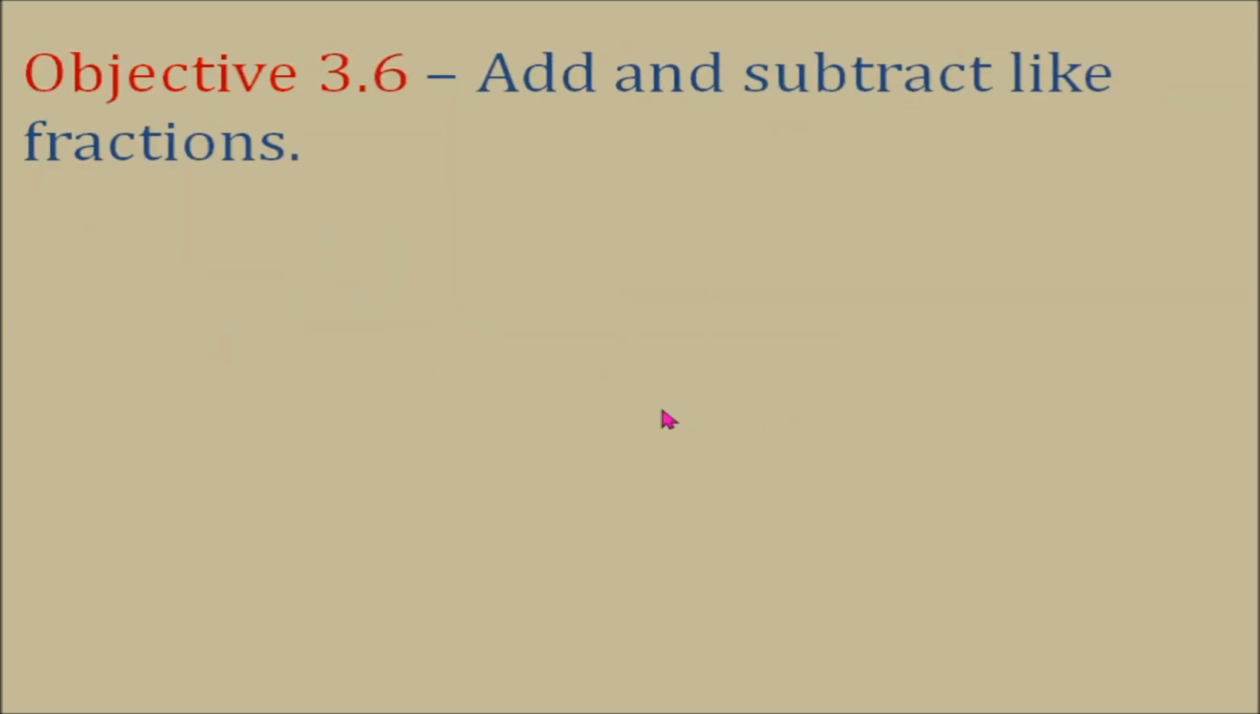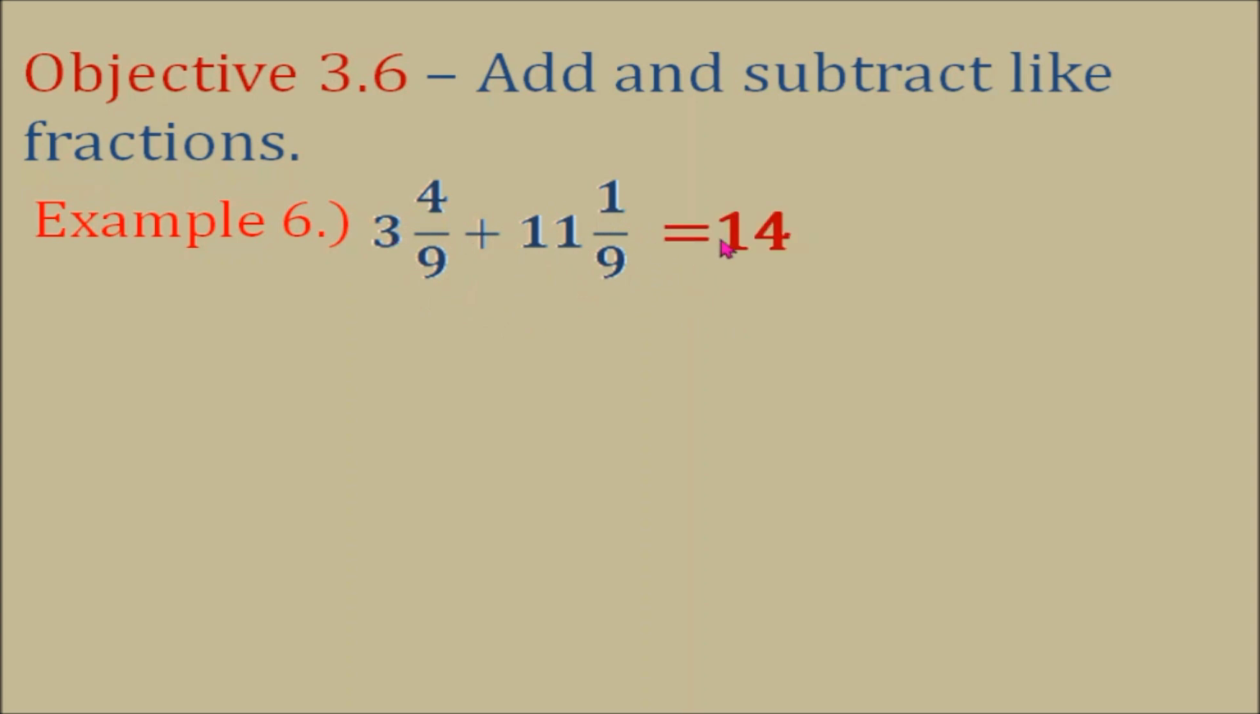Objective number 6. Add and subtract like fractions. Example number 6. 3 and 4 over 9 plus 11 and 1 over 9. So like fractions means the denominators are the same. 3 plus 11 is 14. We can just copy down the common denominator 9 and then perform the operation on the numerator. That's 4 plus 1 is 5. So this is our answer, 14 and 5 over 9.